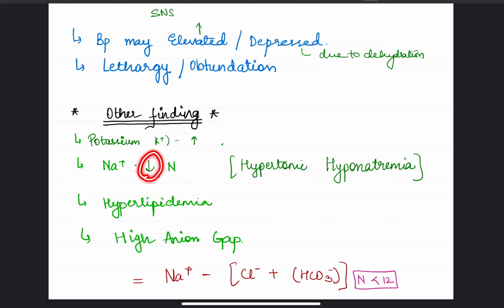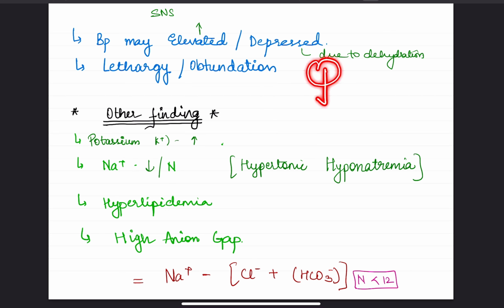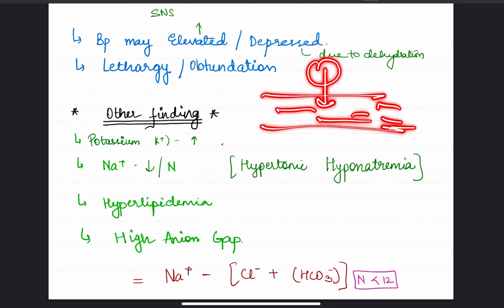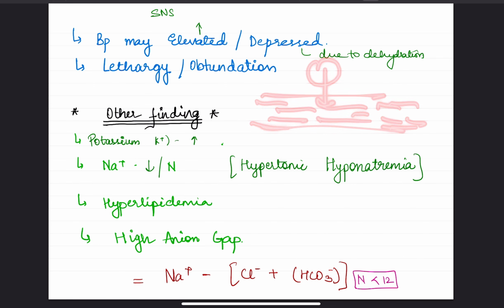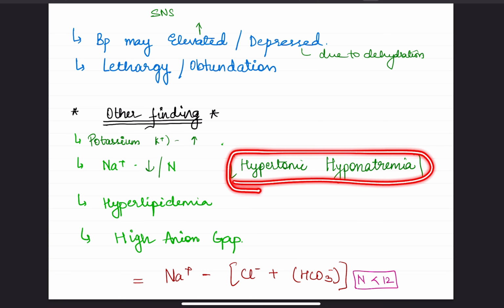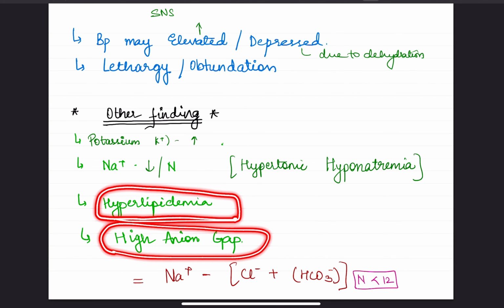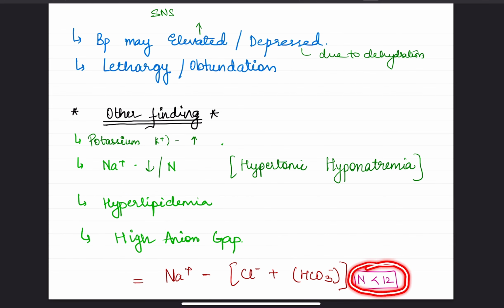Sodium value may be low or it may be normal, because the sugar component causes water to come out of the cell and into the blood, which causes a dilution component. So there will be hyponatremia, and due to the water coming out of the cell there is hypertonicity. So there will be a hypertonic hyponatremia condition. There will be hyperlipidemia, because free fatty acids are coming out from the adipose tissue. There will be a high anion gap. Normal value is less than 12, but it will be more than 12 in this condition.